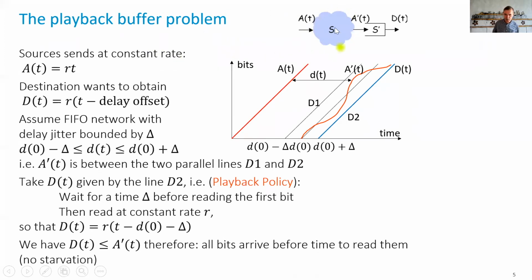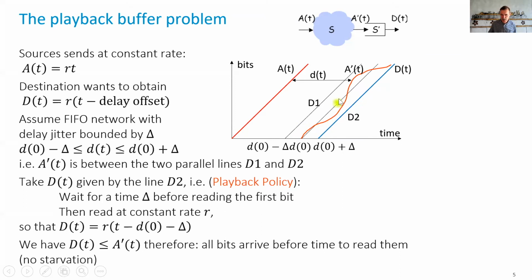So I'm showing back my system. I have A of t, which is the data that is sent by my computer to the network, and A prime of t is the data as it comes out of the network. So in this simplistic model, I'm assuming I'm coding at a constant rate. So A of t is given, at least if we ignore the packetization effects, as a straight line here. So that's a fluid approximation of the reality.